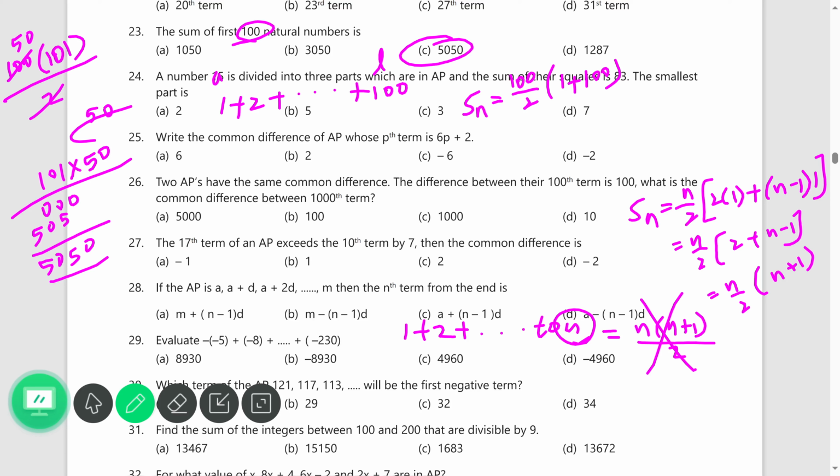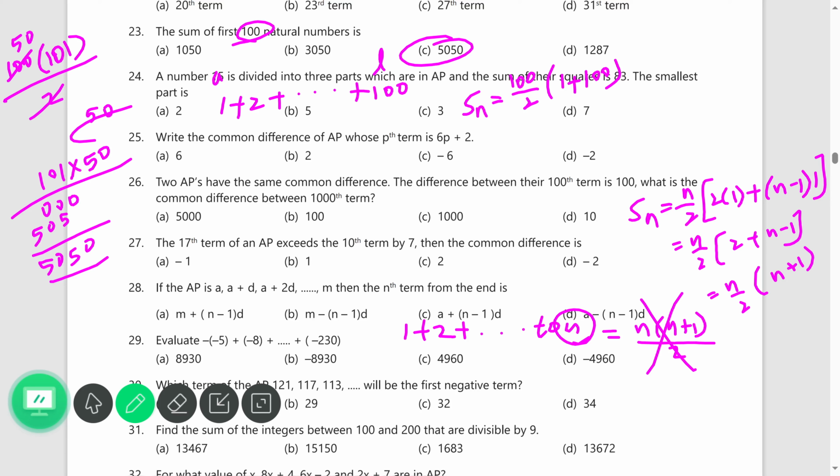Fine. So a number 15 is divided into 3 parts which are in AP. So 15 they are dividing it seems. So 3 terms in an AP, listen: A minus D, A, A plus D. This is the easy way to go. This is the shortcut for finding 3 consecutive terms in an AP, in the sense A minus D, A, A plus D. This is first term, second term, third term.